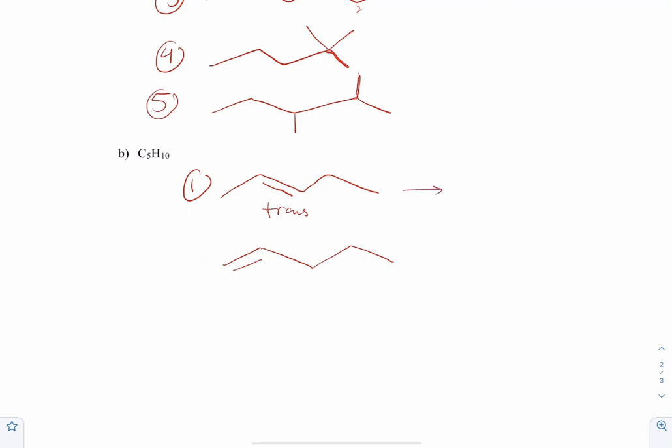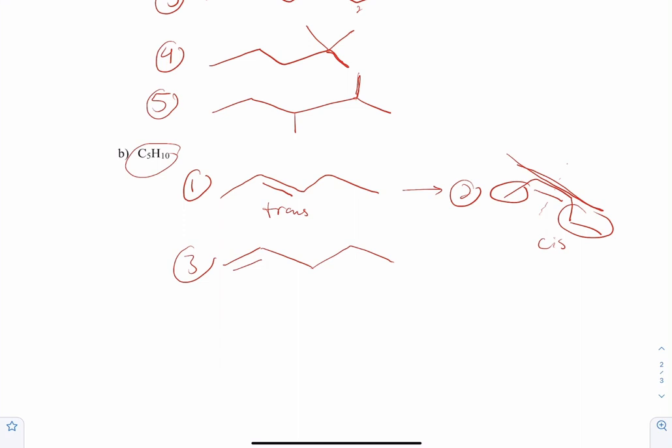Actually, I'll label this one 3, and then we'll put this one as 2, and then this will be the cis form. So we've got this guy like that, okay? And that would be our cis form of this compound. All right, and just to double check, just in case you didn't catch that, the reason that this is the cis is because the biggest groups are on the same side of the double bond, okay?